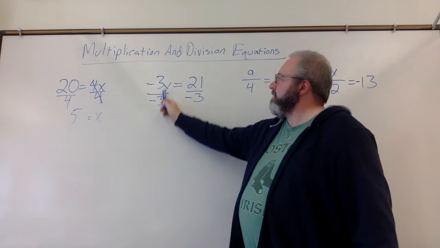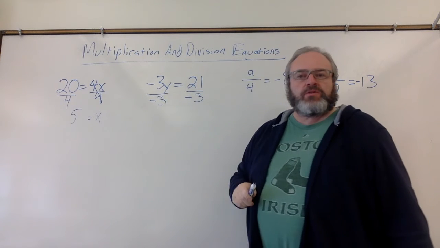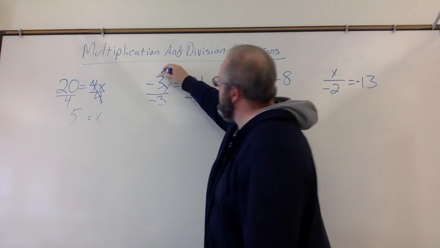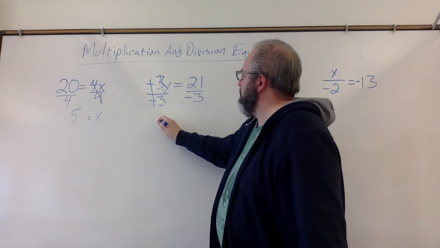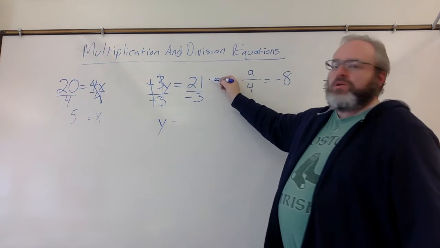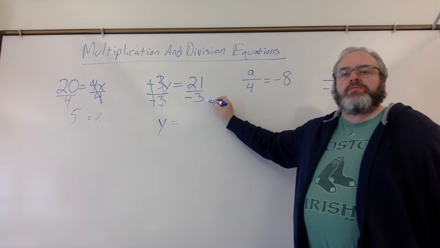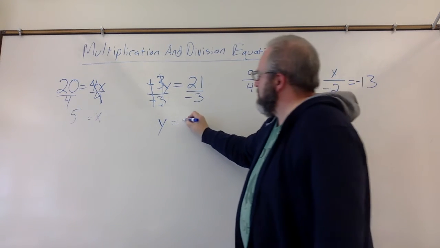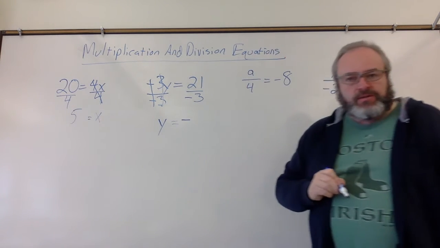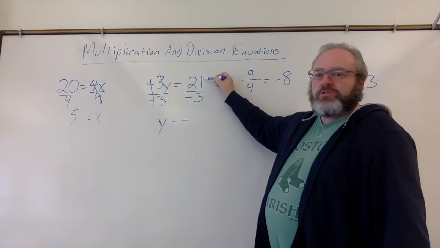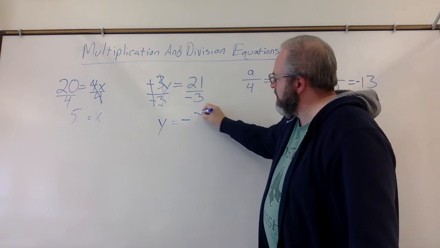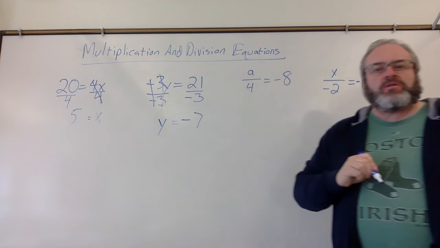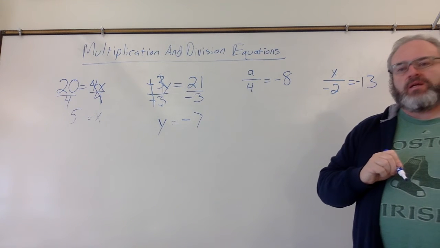Now on the left side, the 3's, negatives, both of those cancel, leaving just the y. Over here, we have 21 divided by negative 3. Since there's only one negative involved here, we know our answer is going to be negative something. How many times does 3 go into 21? 7 times. Our answer is y equals negative 7.